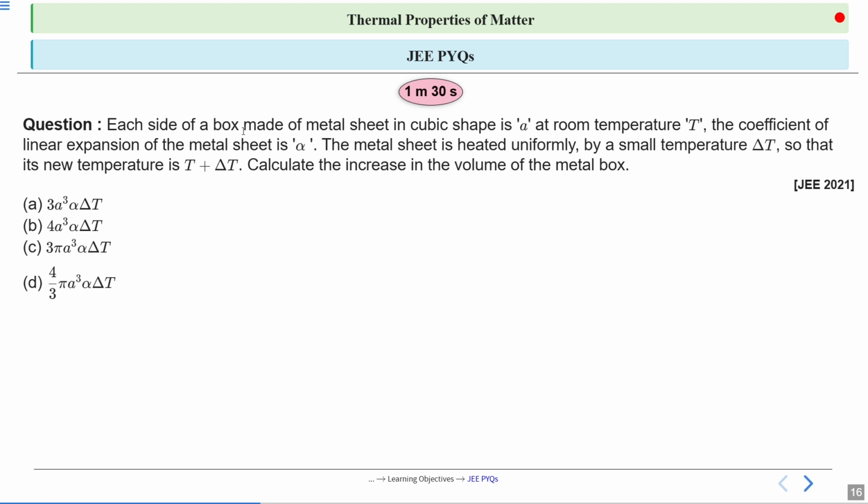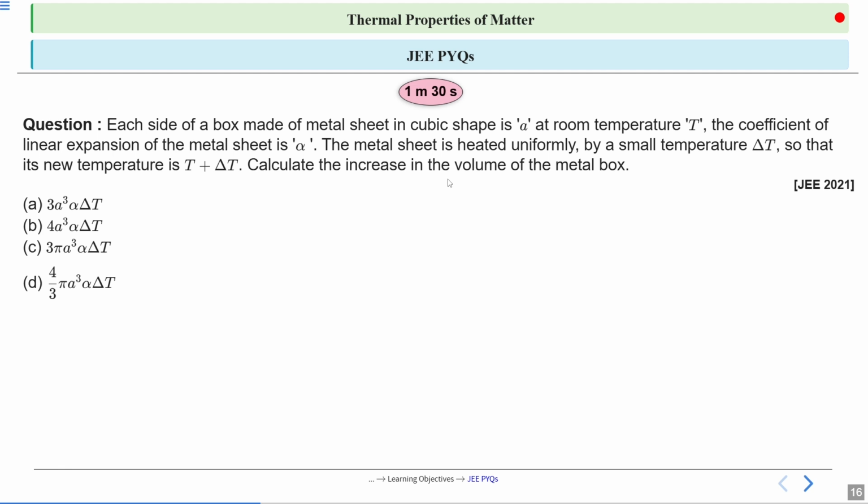Each side of a box made of metal sheet in cubic shape is A. At room temperature T, the coefficient of linear expansion of the metal sheet is alpha. The metal sheet is heated uniformly by a small temperature delta T, so that its new temperature is T plus delta T. It means after heating the temperature is increasing, that is T plus delta T. Calculate the increase in the volume of the metal box. It means here you have to find out the increase in the volume of the metal box.